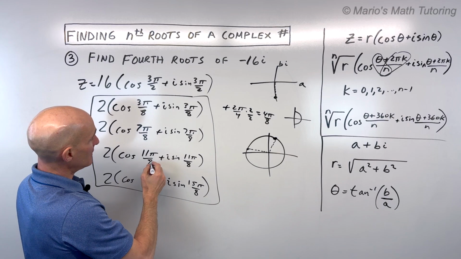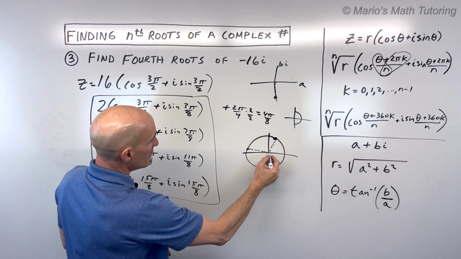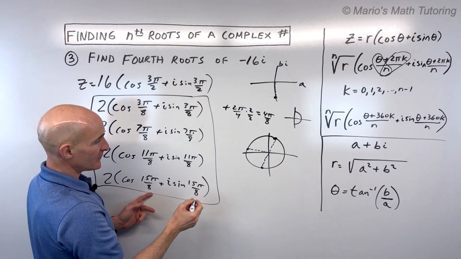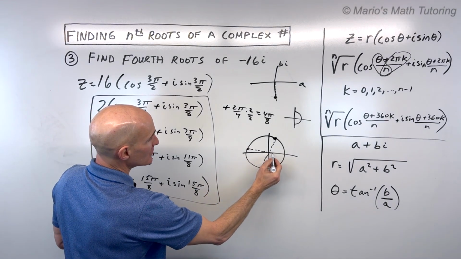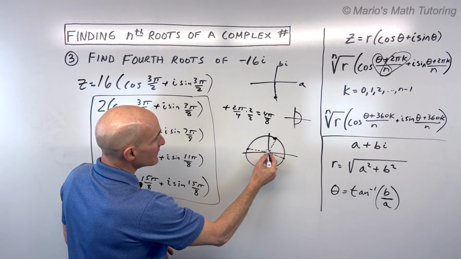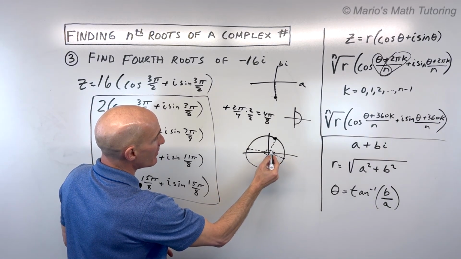And then we have 11 pi over 8, which is a little bit less than 12 pi over 8, which is 3 pi over 2. So that's going to put you right here. And then 15 pi over 8, that's a little bit less than 16 pi over 8, which is 2 pi, which is right here. Now, my drawing's not perfect, but see how they're equally spaced, like they're 90 degrees apart?